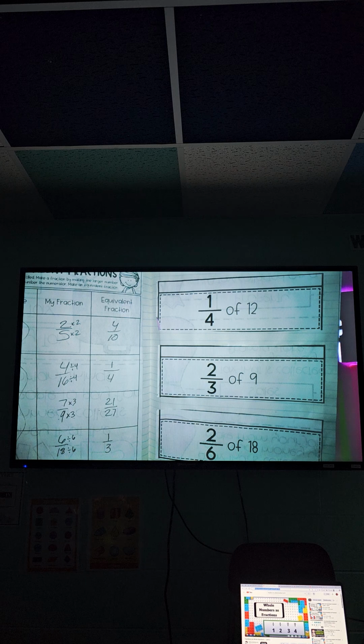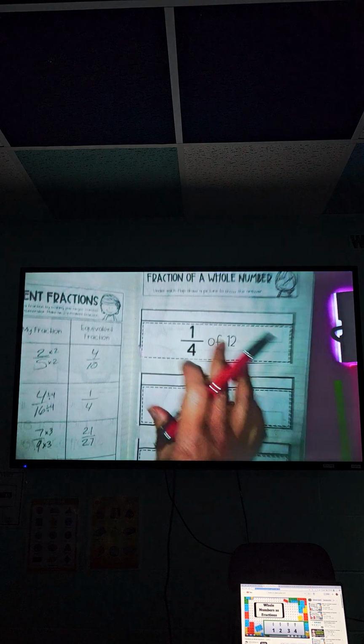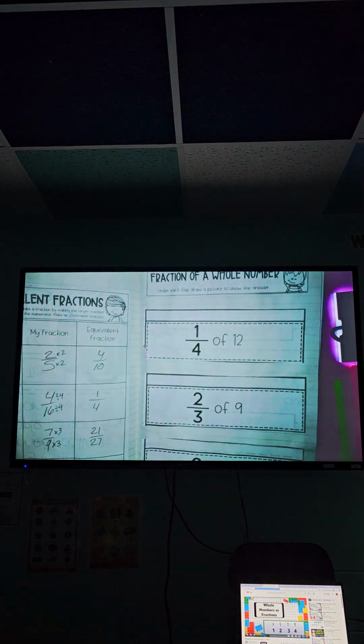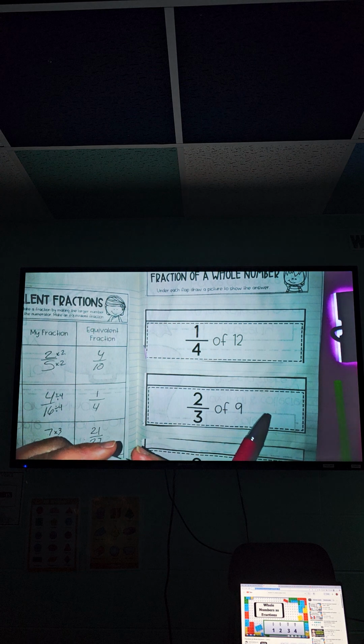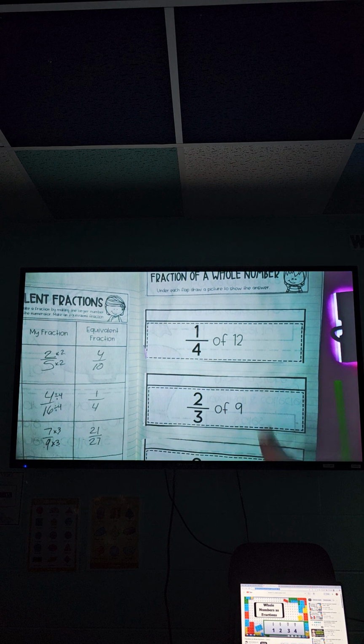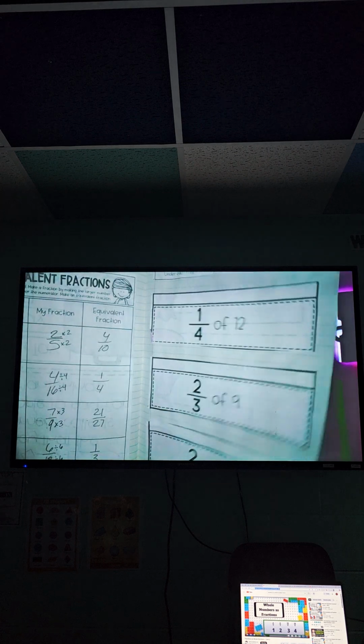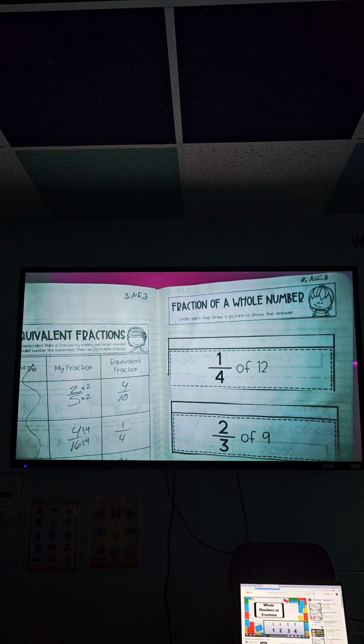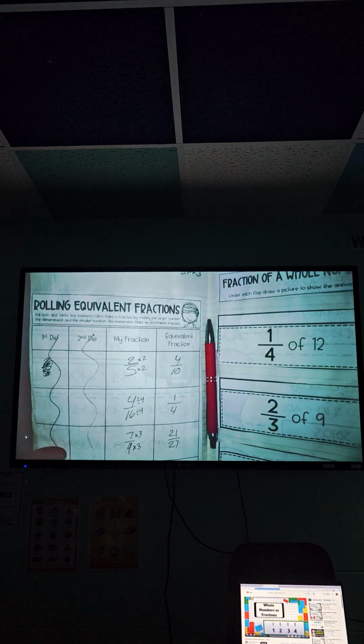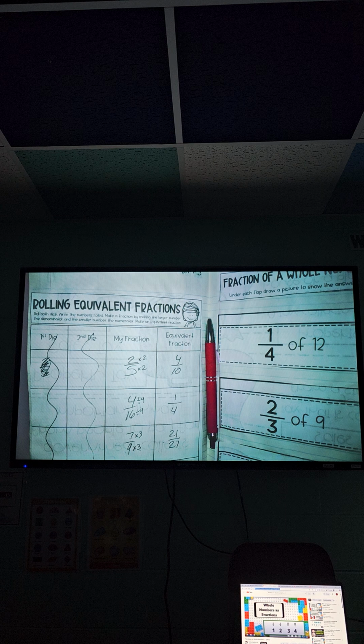So we will be going over fraction of a whole number. Oh, let me set my timer real quick. Fraction of a whole number. And then we also have making mixed numbers, making improper fractions. So let's get to it because these videos are kind of long that we'll be watching.